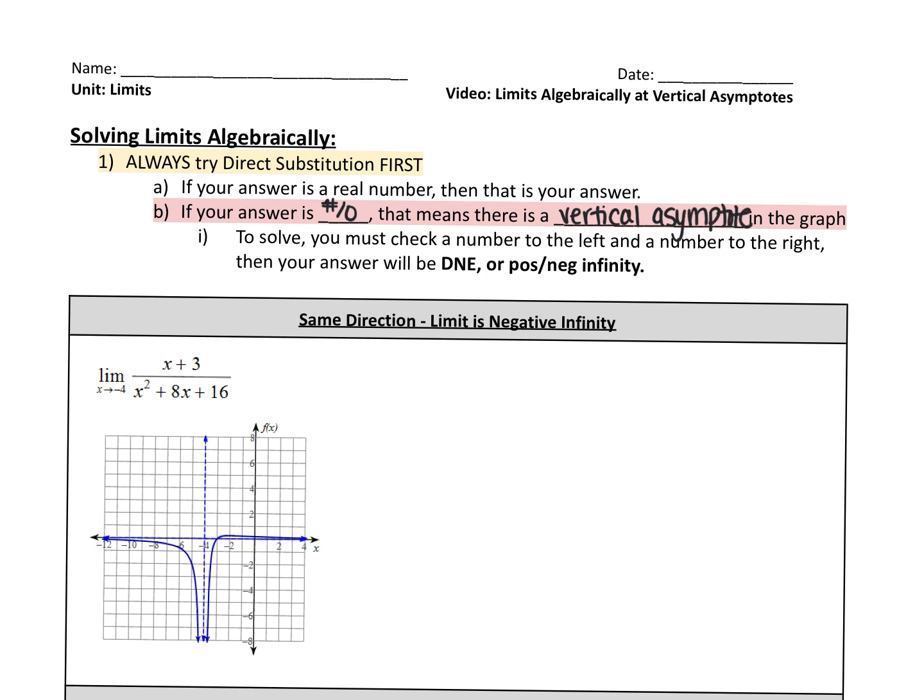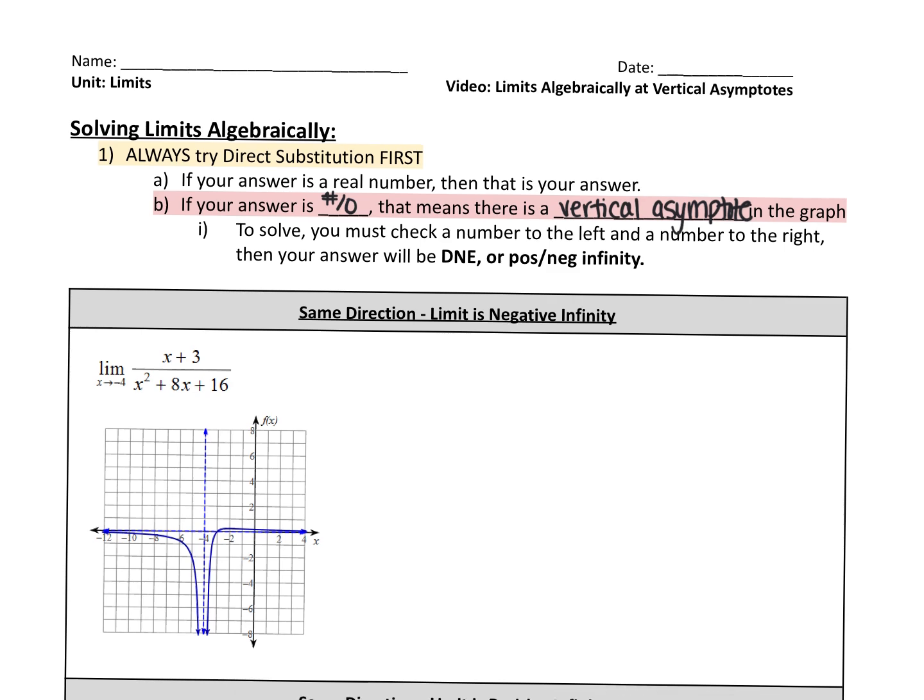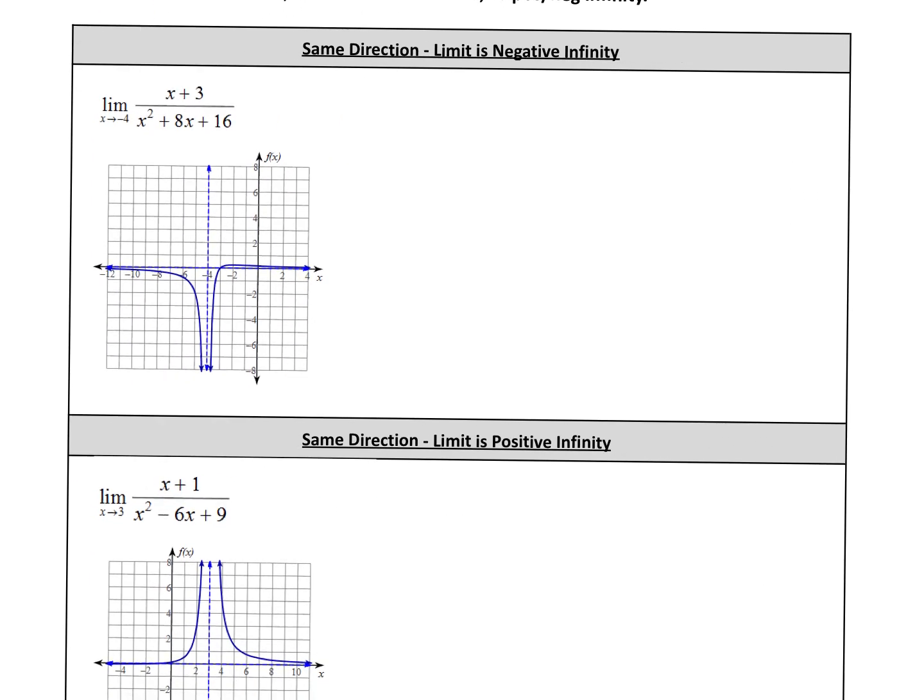And with a vertical asymptote, there are really only 3 visual representations that you can get. So just look at these examples. In example number 1, both the left and the right side of the graph at x equals -4 are going down to negative infinity. Since the left and the right are going to the same place, we can say this limit is negative infinity.